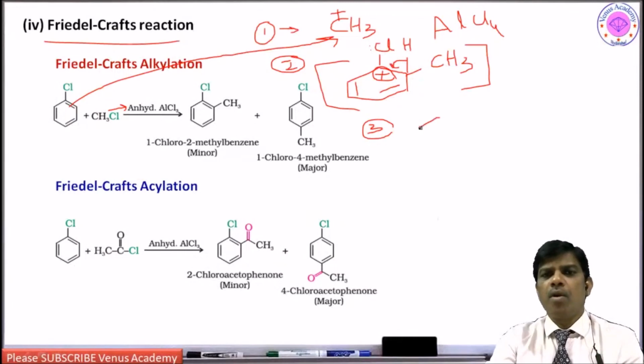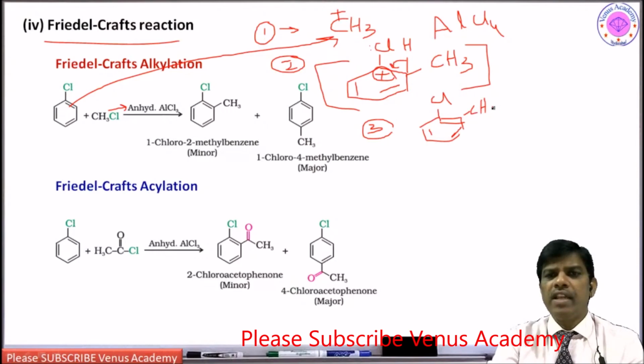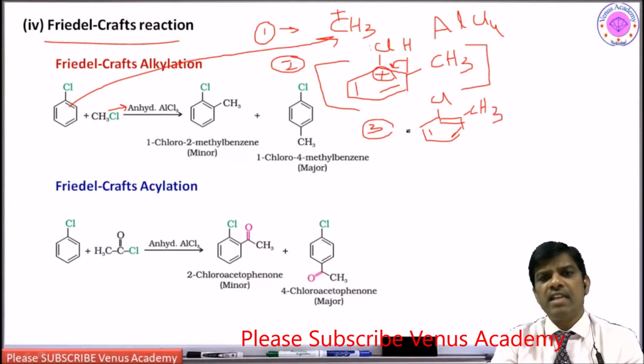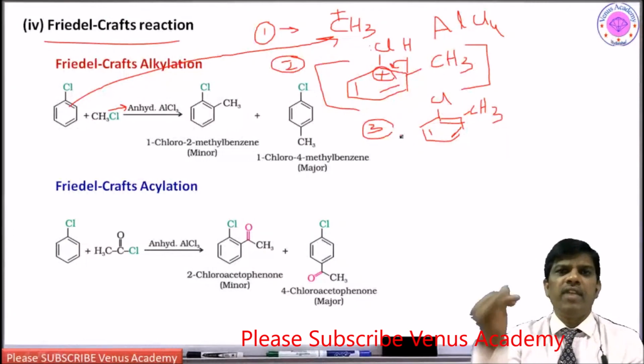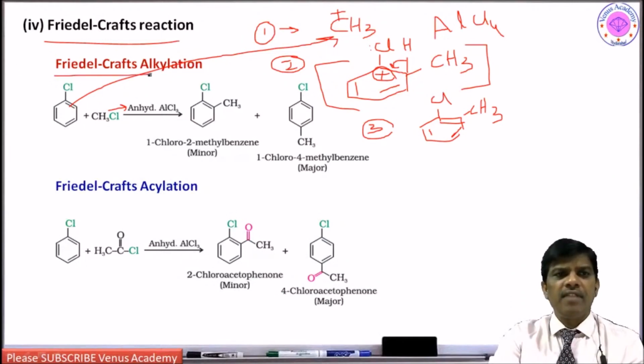To give product. In this case, it is going to give chloro. Because of this aromatic nature, it is going to lose a hydrogen ion to give methyl. So this is how all electrophilic substitution reactions involve generation of carbocation and transition state and removal of hydrogen, whether it is chlorination, nitration, sulfonation or Friedel-Crafts reaction. So this is Friedel-Crafts alkylation.